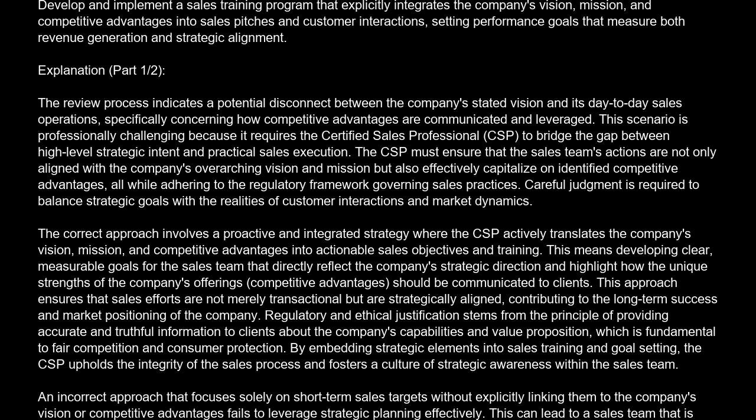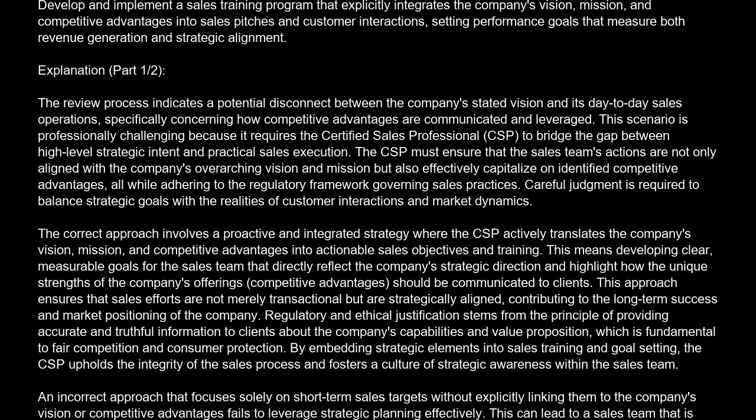Careful judgment is required to balance strategic goals with the realities of customer interactions and market dynamics. The correct approach involves a proactive and integrated strategy where the CSP actively translates the company's vision, mission, and competitive advantages into actionable sales objectives and training. This means developing clear, measurable goals for the sales team that directly reflect the company's strategic direction and highlight how the unique strengths of the company's offerings, competitive advantages, should be communicated to clients.